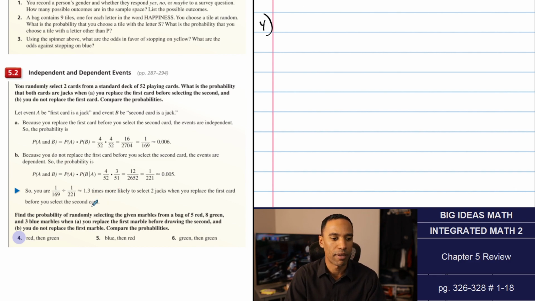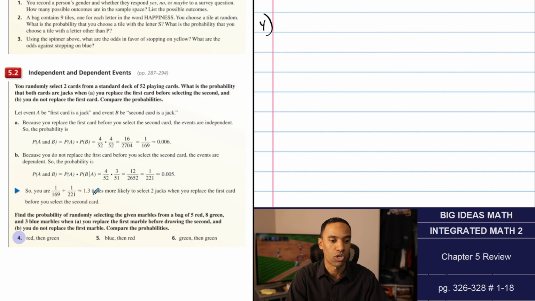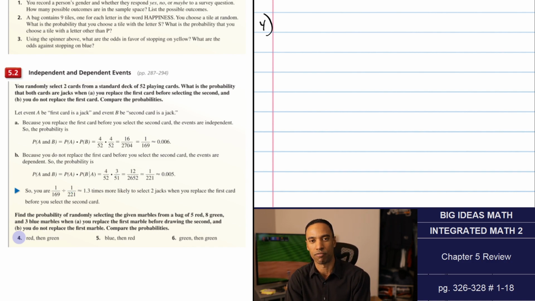Oh, by the way, I didn't mention this for the example thing. They do say how many times more this is than that. 0.6% versus 0.5% is not just 0.1% more. It's a certain number of times more as well. You can divide 0.6% by 0.5%, or the fractions. You're 1.3 times more likely to select 2 jacks if you do replace the card.